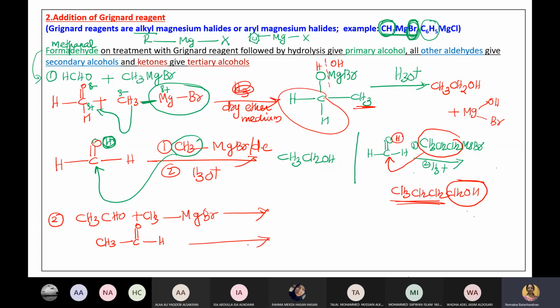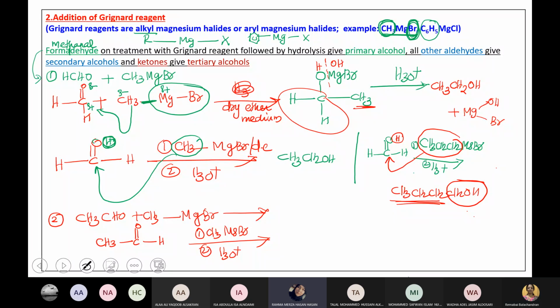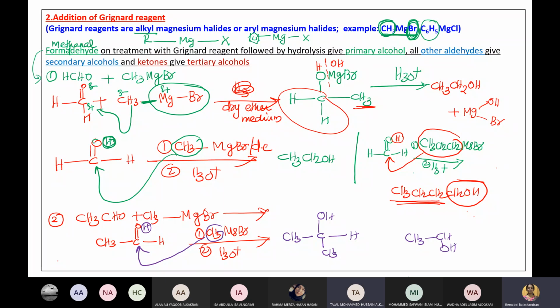Now first step I add CH3MgBr. Second step I add H3O plus. Now tell me what will happen here. One H will go to the oxygen and break the pi bond, and then whatever is the R group will be attached to the carbon. So what do you get? CH3, CH, OH, CH3, right?